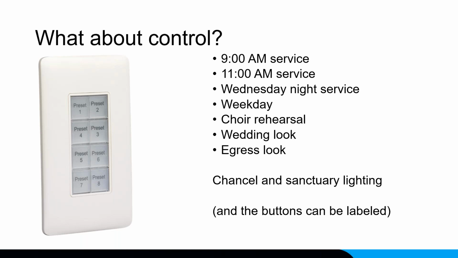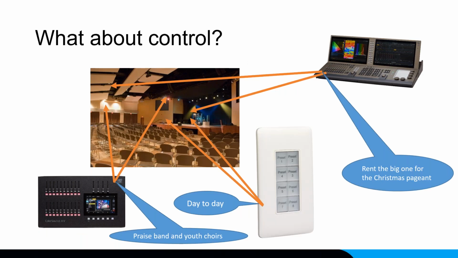And I also want this to control both of my groups of lights, the lights over the chancel and the sanctuary lights. And this can do all of that, and you can label these buttons to say exactly what you want them to say. And to tie all this together, this is not an either or thing. I can have a wall station on the wall that does all the stuff that I need most of the time. I can have this smaller control console sitting there all day, every day.